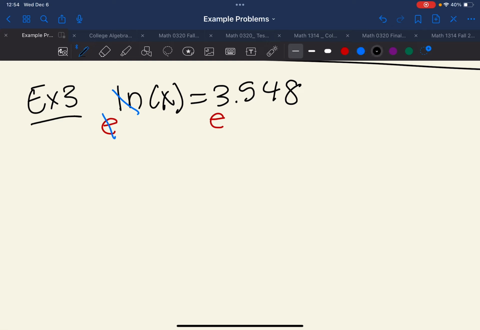This is going to cancel out the natural log. So we're just going to end up with x is equal to e to 3.548. And remember, e is just a number on our calculator. So we could use the function e and raise it to 3.548 and get a number. And you should get x is equal to 34.74.